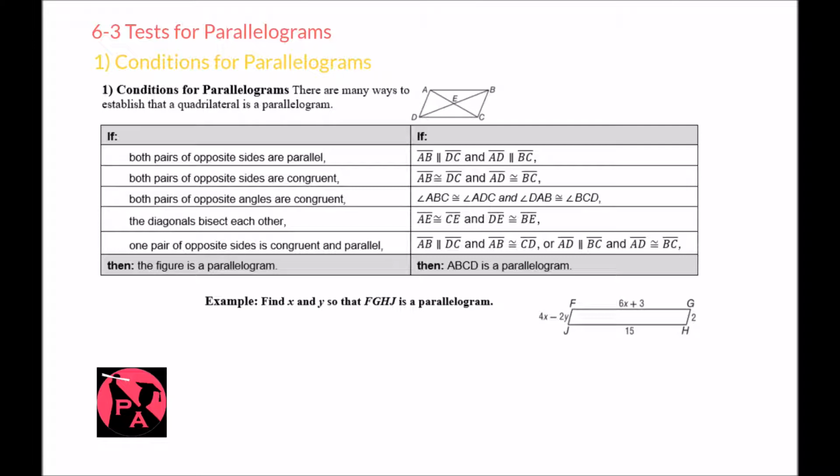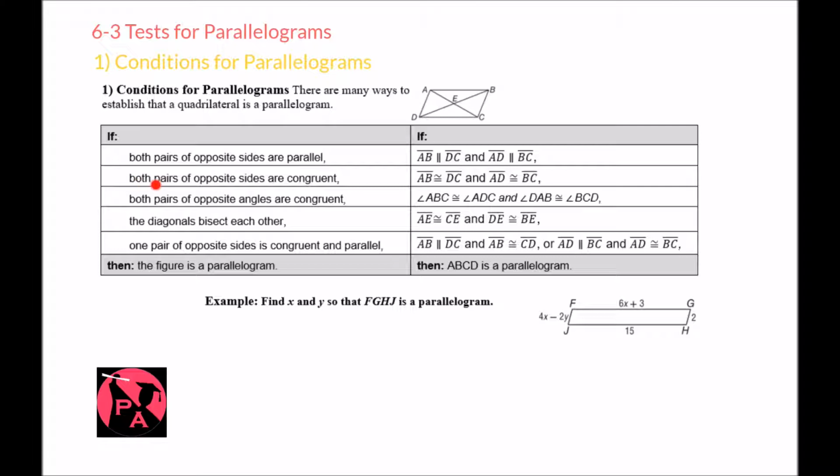So the first if-then statement is if both pairs of opposite sides are parallel, such as side AB and side DC, and side AD and side BC. If these sides are parallel, which means if their slopes are the same, these two sides, and if the slopes of AD and BC are the same, then quadrilateral ABCD is a parallelogram.